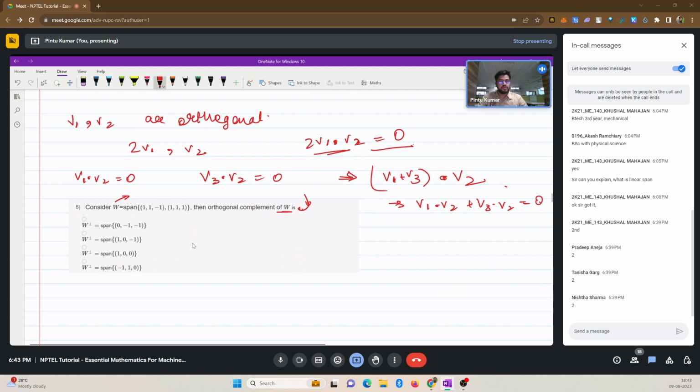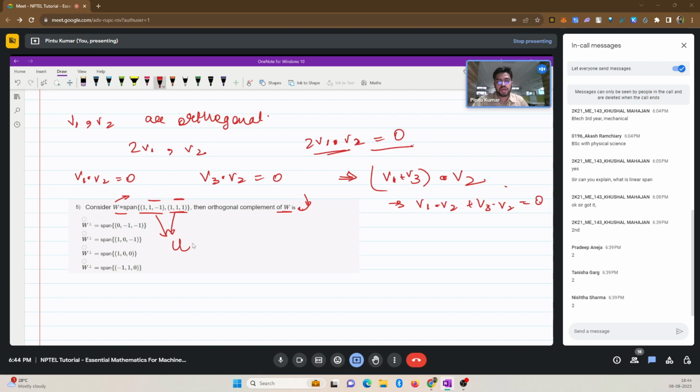Look at the question. Let's say W is the span of these two vectors. Then you are asked to find the orthogonal component of this. My point is, if you find a vector that is orthogonal to both of these vectors, say a vector u, then that particular vector u would be orthogonal to any vector in a linear combination of these two vectors.